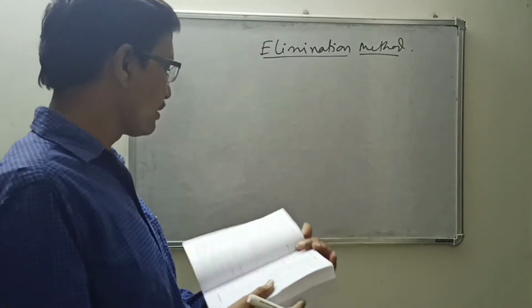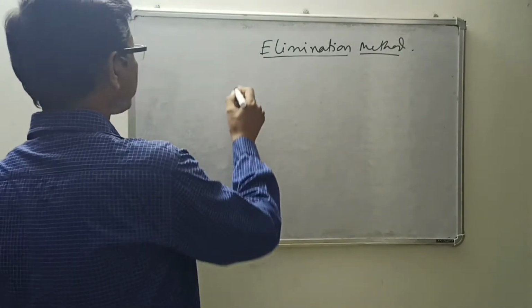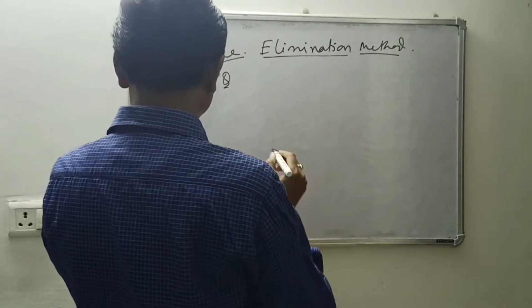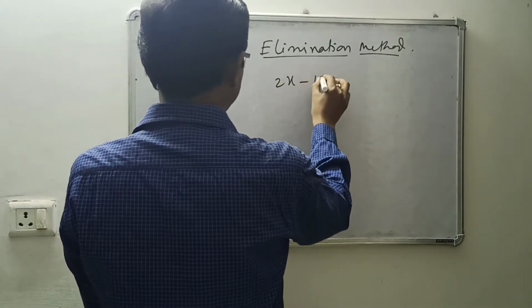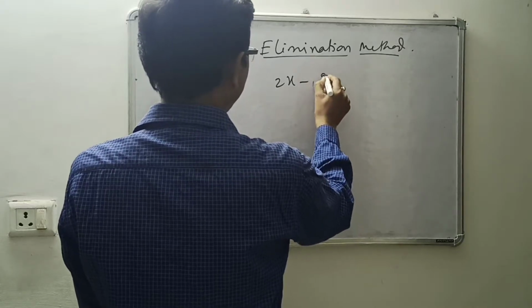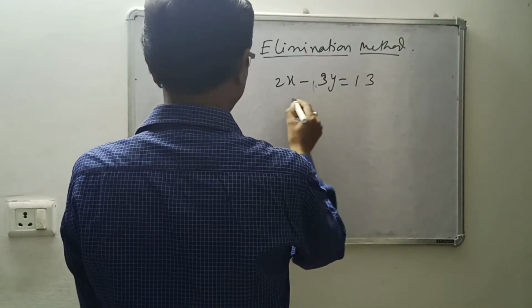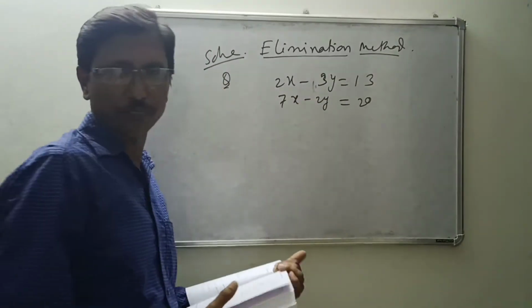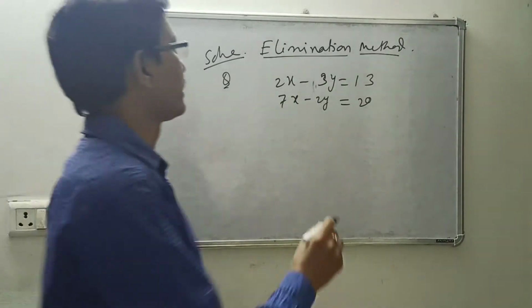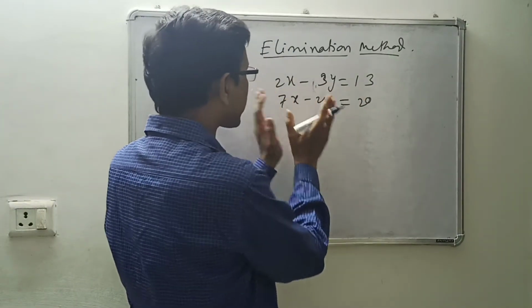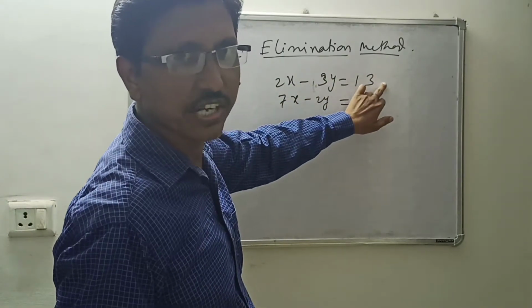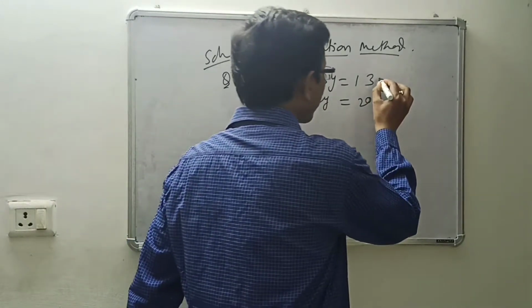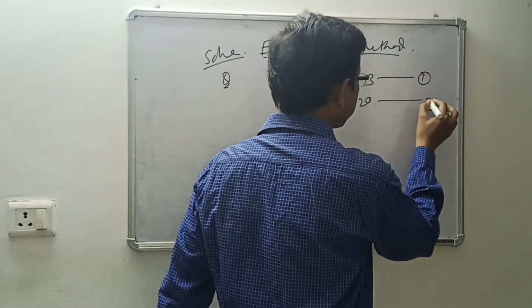With the help of an example we can do it. Suppose we solve these equations by this method: 2x minus 3y equal to 13 and 7x minus 2y equal to 20. Both should be in the same form: x term, y term equal to constant. Let us call the first equation number 1 and the second equation number 2.